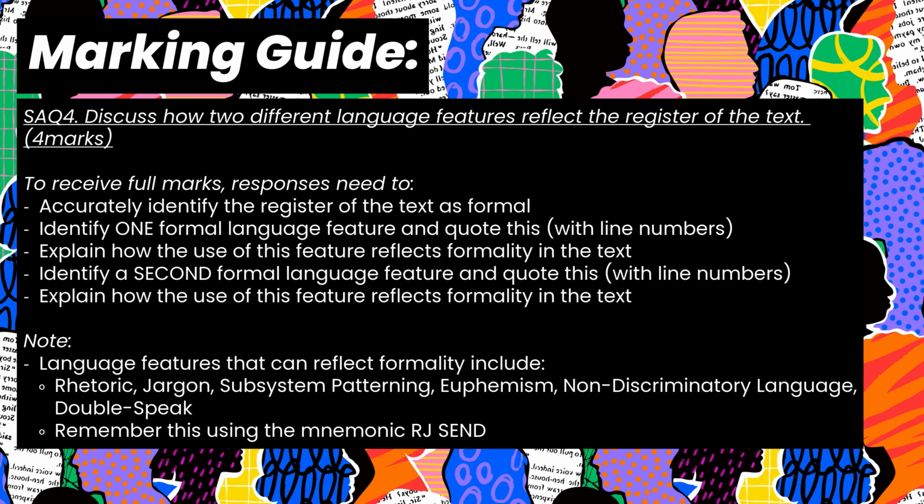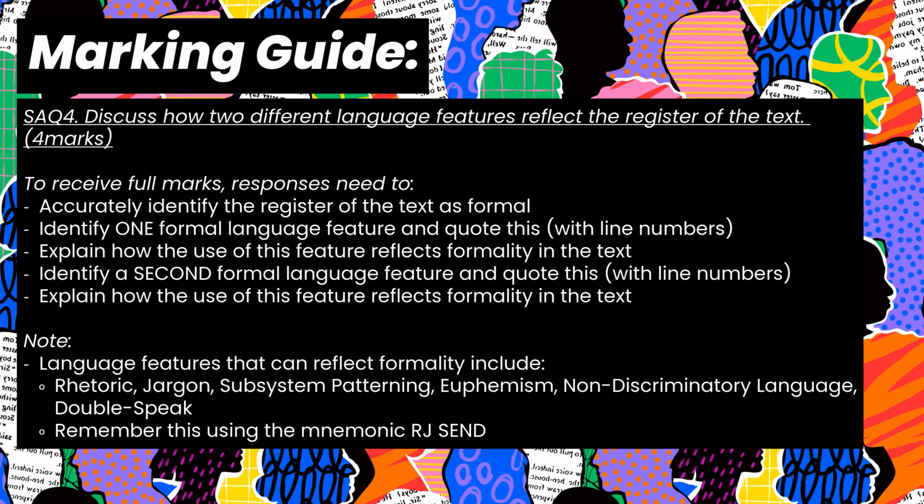And then it's pretty much the same structure as the last 2 short answer questions in this paper. You needed to identify a formal language feature and quote this with meta-language. You needed to identify 1 formal language feature and quote this with line numbers. Then explain how the use of this feature reflects formality in the text. After you've done that, it's a rinse and repeat. You've got to identify a second formal language feature and again, quote this with line numbers. Then explain how the use of this feature reflects formality in the text.